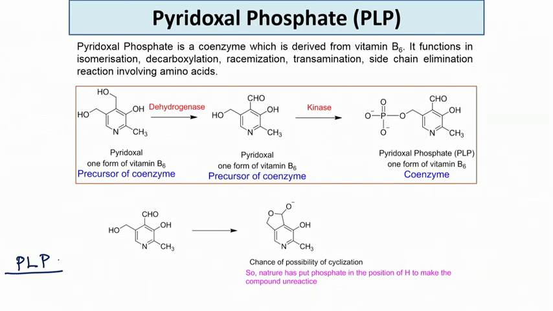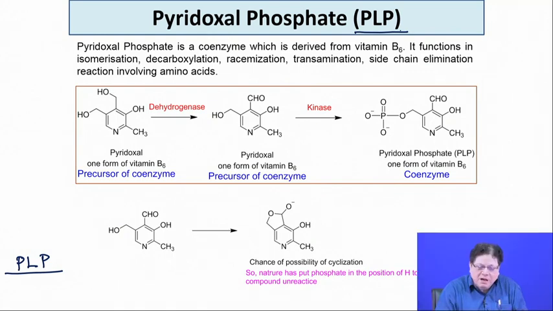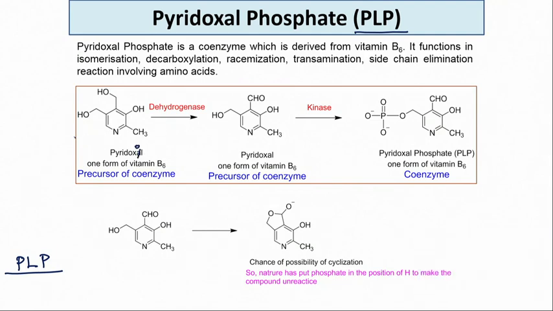The first one we want to discuss is what is known as pyridoxal phosphate, abbreviated as PLP. As I said, PLP is the final coenzyme form, so this is not the vitamin. The vitamin is pyridoxol, that is the alcohol.